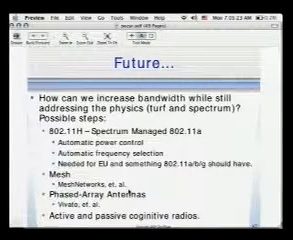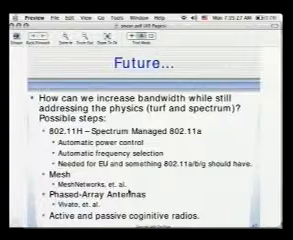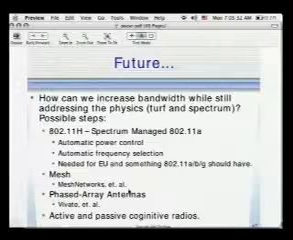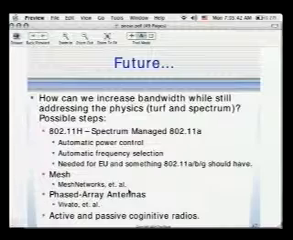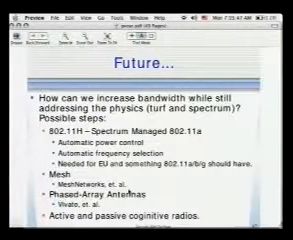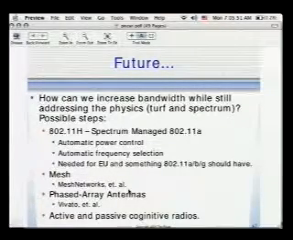In the future, what we need to do is figure out how we can increase the bandwidth while still addressing the physics. In other words, the turf that we need to cover and the spectrum that we're going to use. Since a lot of these people are just putting this out there and hoping that it works, there really isn't that much coordination. So we may have to consider some sort of automatic coordination for frequency and power. 802.11h, which is demanded by the EU to be deployed over there, is not a standard over here, unfortunately, which I'd like to see.